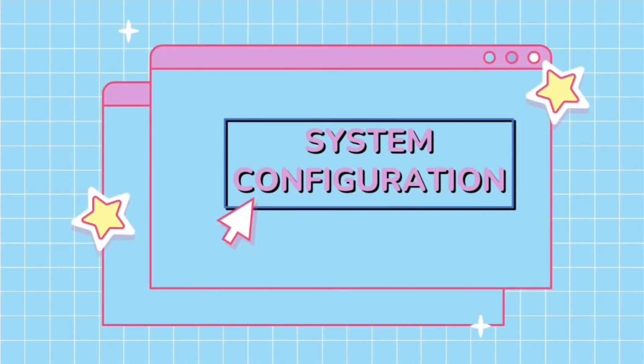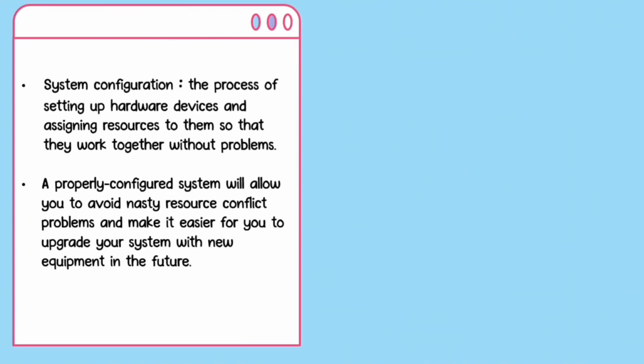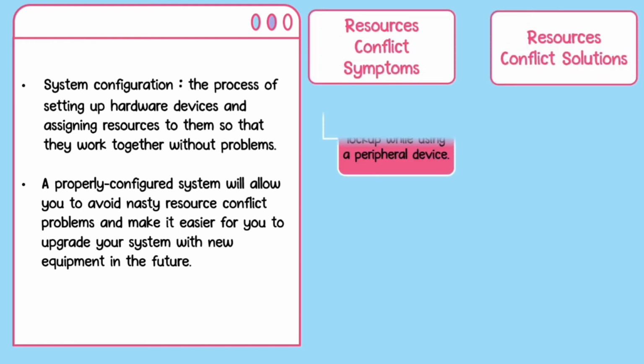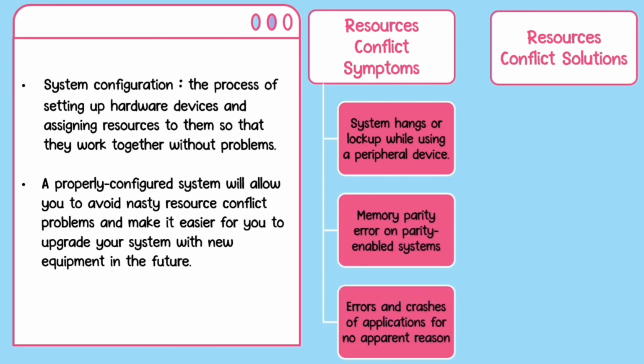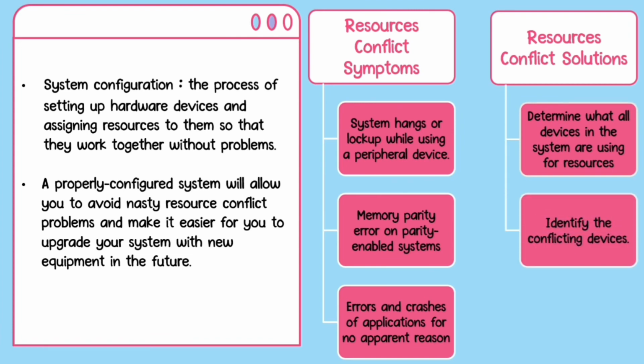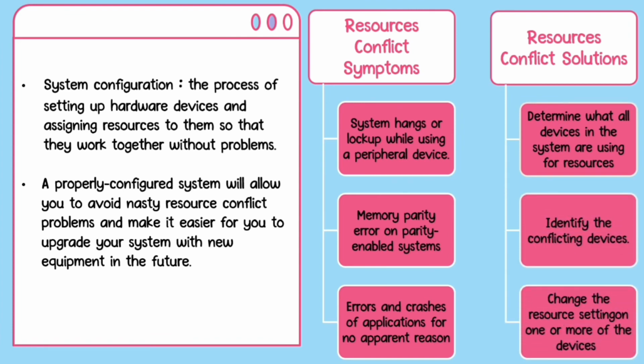Next is the system configuration. A system configuration is the process of setting up hardware devices and assigning resources to them so that they work together without problems. So there are 3 resource conflict symptoms. Firstly, system hang or lockout while using a peripheral device, memory parity error in parity enabled systems, and also errors and crashes of applications for no apparent reason.